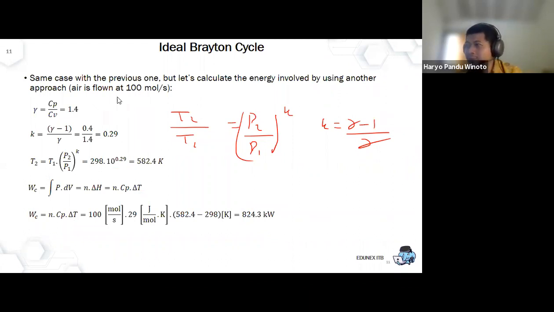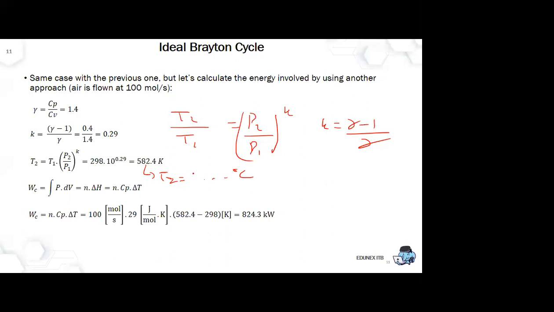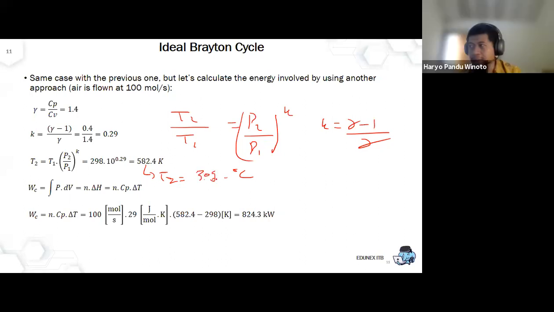We can also find it. Can you help me? How many degrees Celsius is here? 582 minus 273. Anyone? 309, sir. 309. So our approach by using our eyes was maybe, I'm not sure. Which one is correct, do you think? I believe the TS diagram is more appropriate because it was collected experimentally. But yes, it's close.